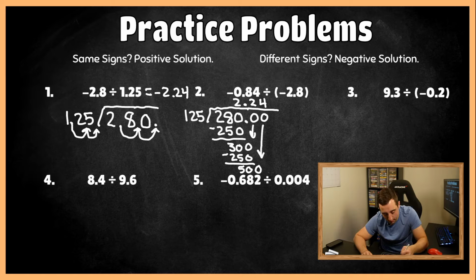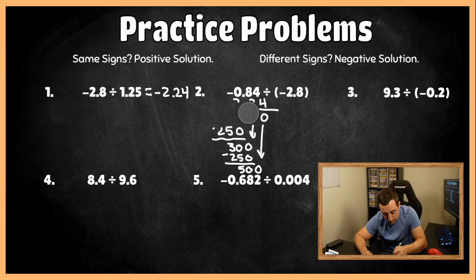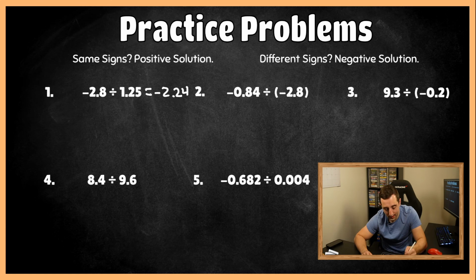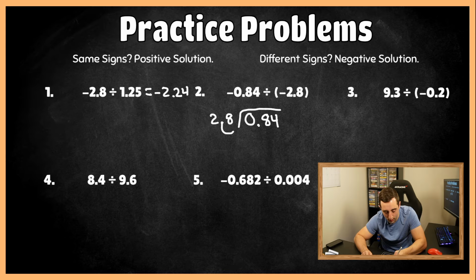Moving on to number 2. So again, let's have as much space as we possibly can. And number 2, we have same sign, so positive solution. And now we can go ahead and write this in. So 84 hundredths is our dividend, and 2 8/10 is our divisor. It looks like we're moving this one place value to the right for both of them, and then we can rewrite them. So it's going to be 8.4 in the dividend and 28 as our divisor, and we're going to move our decimal point up into our final answer.